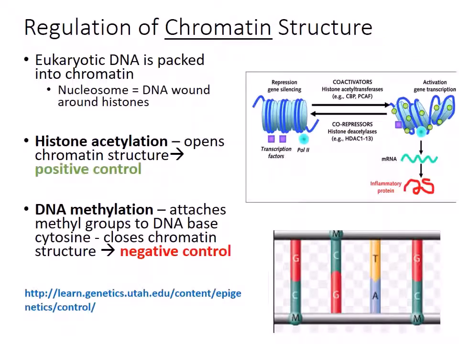So as far as regulation of chromatin structure goes, you know that eukaryotic DNA is packaged into chromatin, and we talked before about nucleosomes where DNA is wound around these histone proteins. However, DNA can be wound tightly or loosely around those histones. If you went to that Learn Genetics site and clicked the link to go over epigenetics, you would be able to see an example of that. Histone acetylation is one thing that can make the DNA less tightly wound around histones, so that would be an example of positive control. And then DNA methylation is when methyl groups are attached to DNA at the base cytosine, and that's going to close chromatin structure, so that would be an example of negative control.